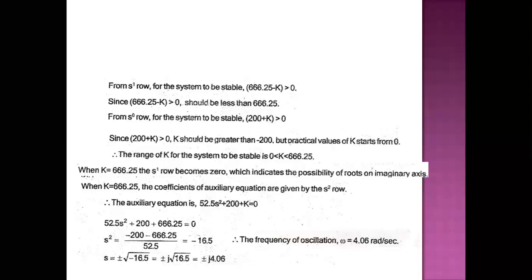Okay, now finally, the characteristic equation may be in terms of k, some unknown value. So you have to find out the k for which the system is stable. So with this we conclude the session. Thank you.